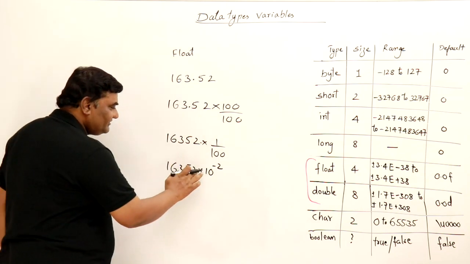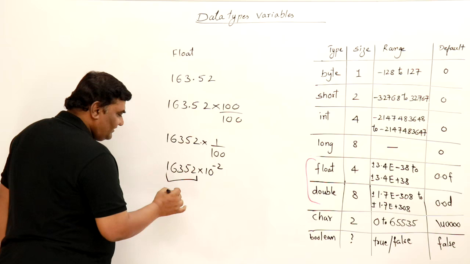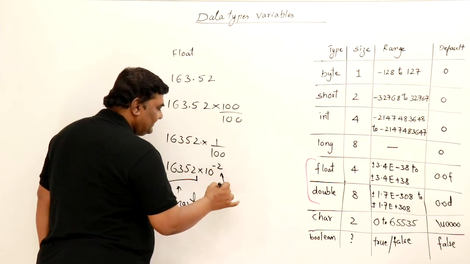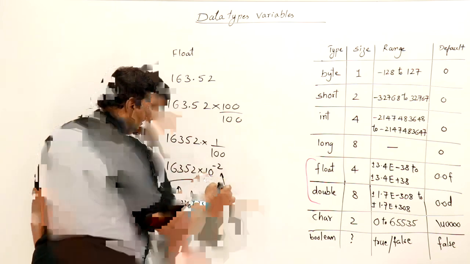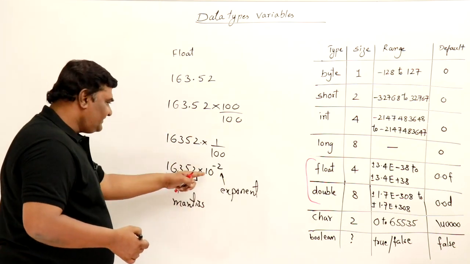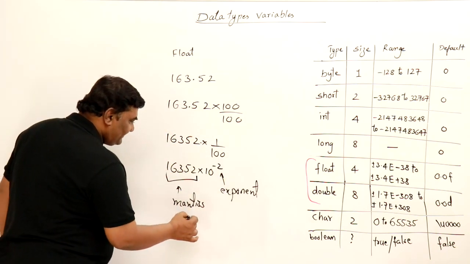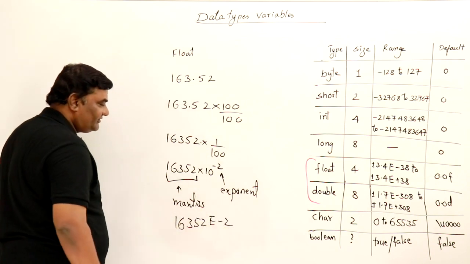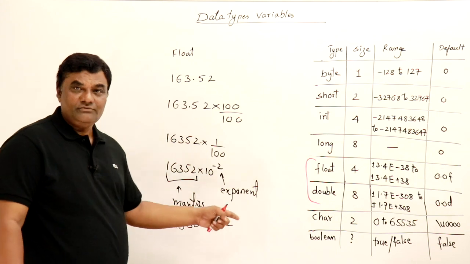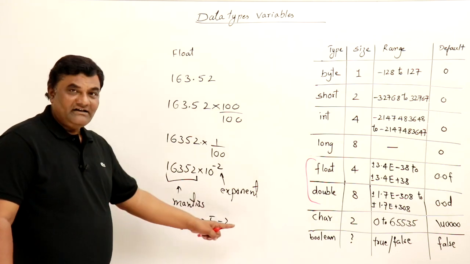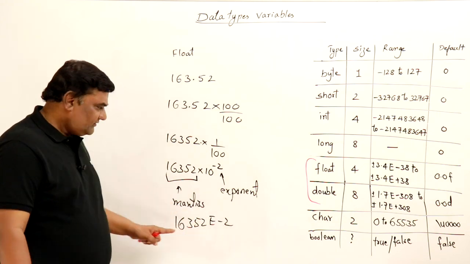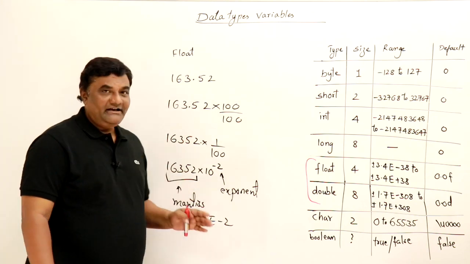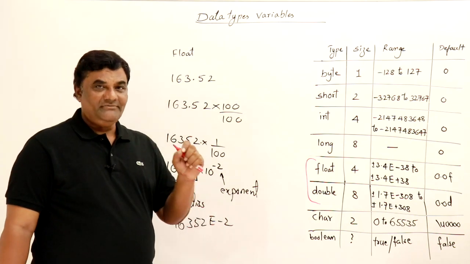In this representation, this portion is called the mantissa, and this portion is called the exponent, right? An exponent is always 10 to the power, so the 10 is understood. This is also written as 16352e-2. So e means 10 to the power of minus 2. This is how decimal numbers are represented. This is also called scientific representation. This is just a basic idea of how floating point numbers are stored.